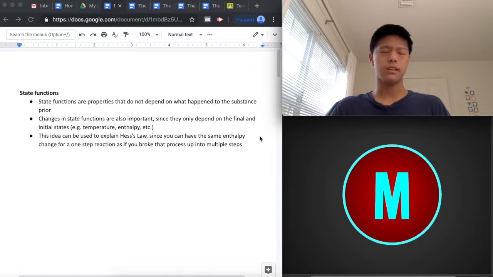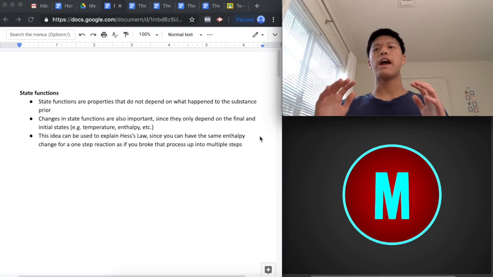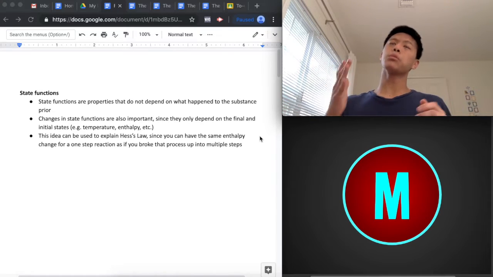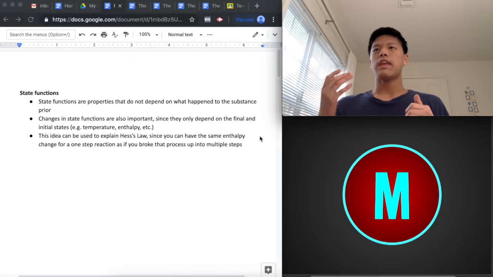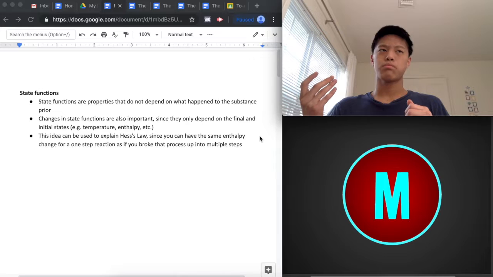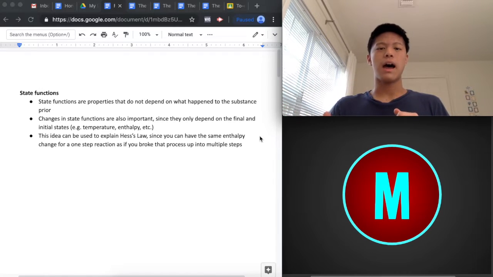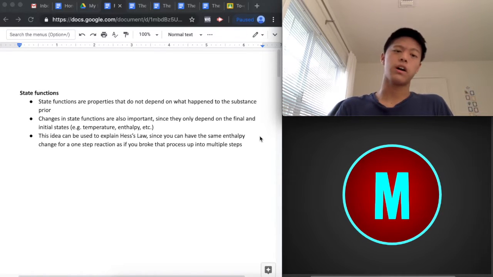And this idea can be tied into Hess's law, since in Hess's law you can have multiple different reactions that will have the same delta H value as a reaction with the same products and reactants, but only in one step. The idea is that you can have the same enthalpy change for a one-step reaction as if you broke that process up into multiple steps. State functions in general are just a general category of properties, and in this case, enthalpy is the example that we'll be focusing on.